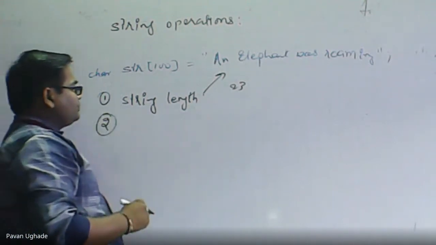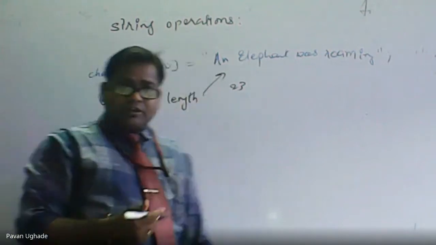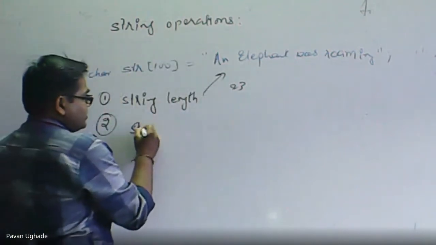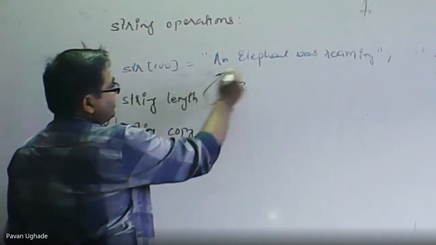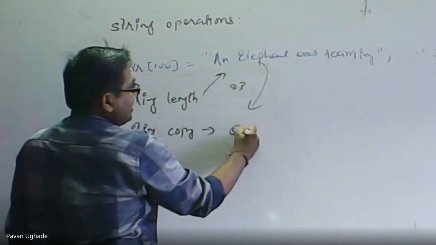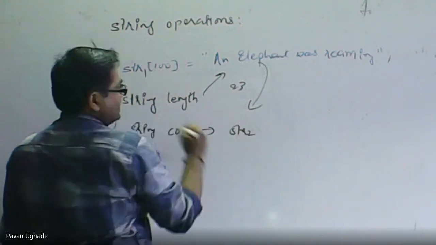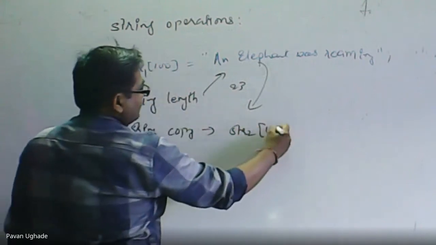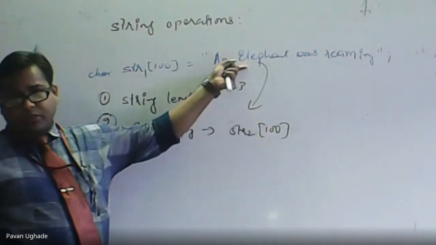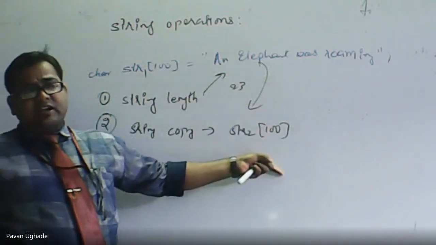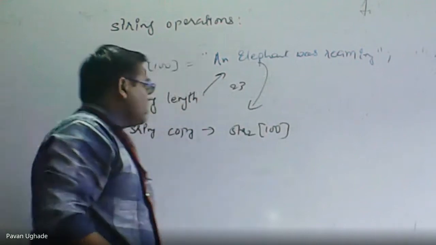Let's assume you have to copy this string into another. So the next operation is string copy, where you will be copying it into another, say str1 into str2 of 100. If I want to copy the same string to another, that operation is string copy.